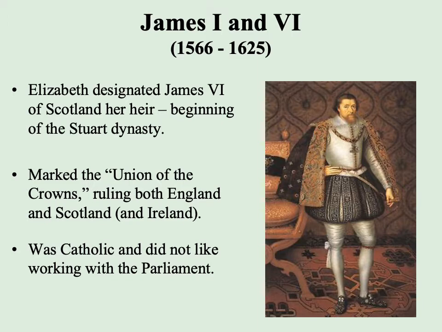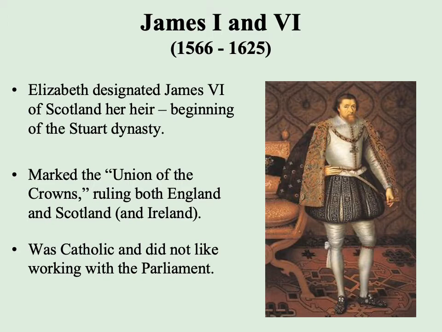Now, part of the problem is that she never had a child, so there is no obvious heir to the throne. And so ultimately, she is going to designate the son of her cousin, Mary Queen of Scots, who at some point she actually had to have killed, because she was very often plotting against her cousin Elizabeth. But she designated, so maybe she felt a little bad about it, her son, who was actually the King of Scotland, James VI of Scotland, as her heir to the throne in England.